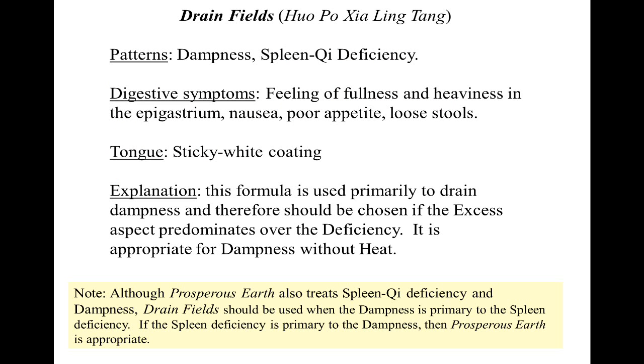Drain Fields we have not discussed. It is a remedy for dampness, because we have discussed damp heat so far in the middle burner and the lower burner, and Chinese books always stress damp heat. When they talk about dampness, it's nearly always damp heat, but it is not so. Many people have dampness without heat. You don't have to have heat with dampness. And if there is dampness without heat, you use that Chinese formula, Huo Po Xia Ling Tang, which is Drain Fields in the Three Treasures.